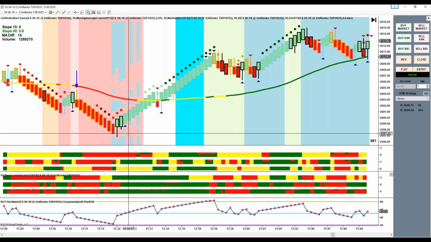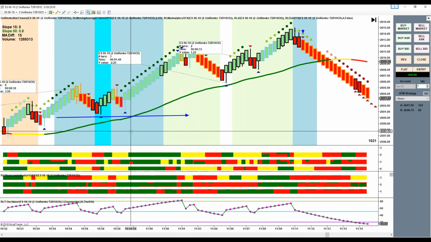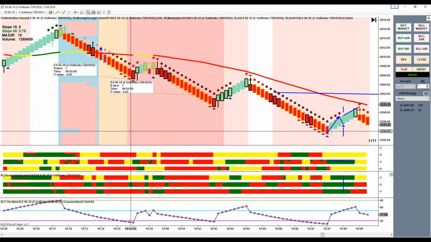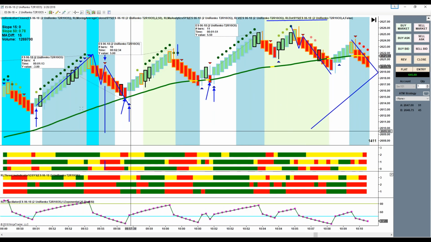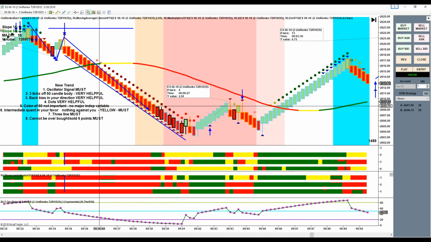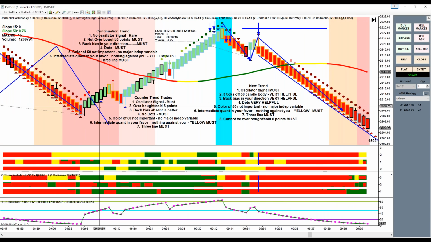And you can see that our rules are very good. There's no absolutes across the board because there's no trading entry that doesn't have some human discretion. Now, the auto trader won't. Now, let's take the easiest trade, which is the new trend. Oscillator signal absolute. And if you look here, the oscillator is a must. 3 ticks of the candle body off the 50, very, very helpful. Background bias in your direction.